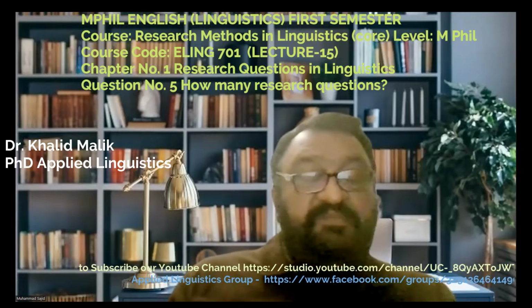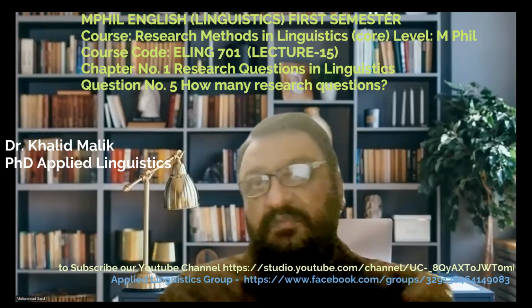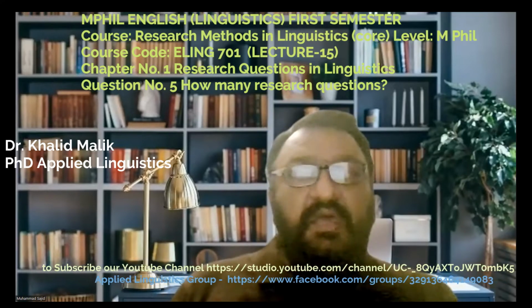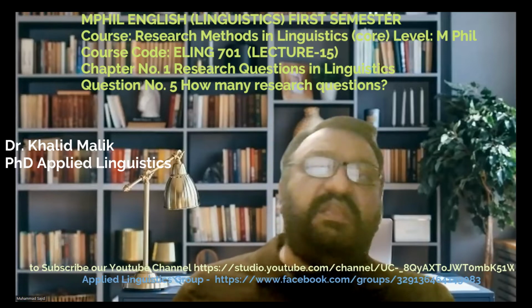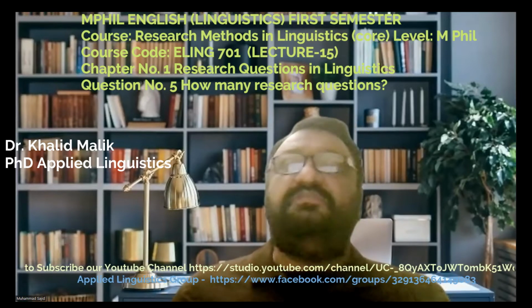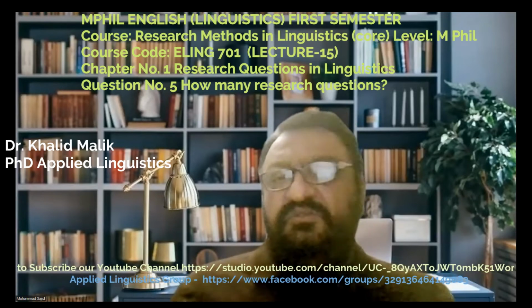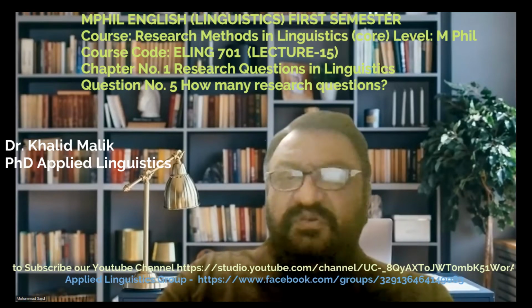But at PhD level, they ask more questions because you have wide data and you have to write a big thesis, 100,000 words. But an MPhil thesis is 20,000 words. That's why research questions cannot be like PhD. You don't have 7 questions or 9 questions. In MPhil, people usually start from 3 questions to 5 questions.